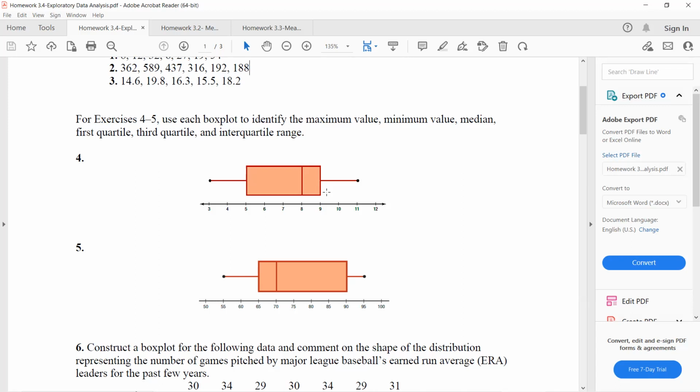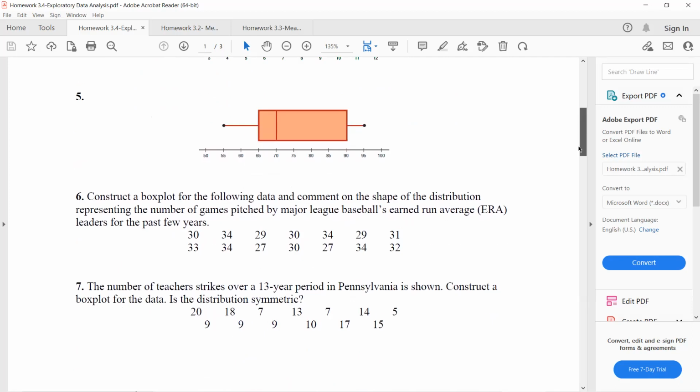Not so hard, right? Okay. So the first five are like that. Number six will be in the video. There's an explanation of number six because it goes through the shape of the distribution and the values. If you'd like to stay and work, we can work on it. Go ahead and put these data in your calculator for number six. Get the five number summary and get the IQR for me.